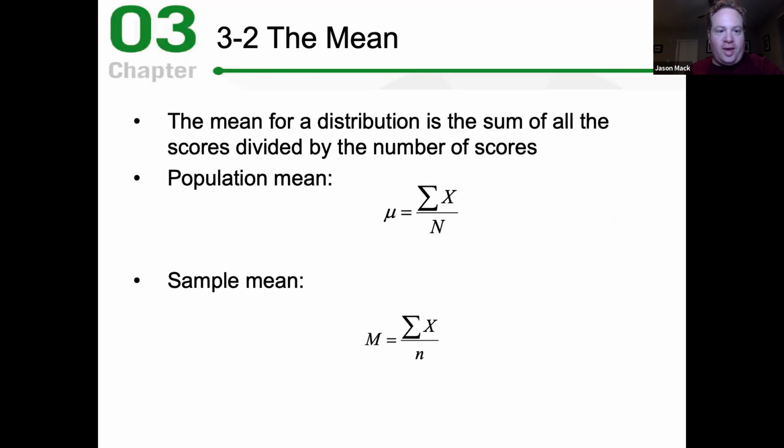So we have our population mean. This is our formula. Our mean is the sum of X, or the values, divided by the number of all the scores, or the N, or the population. The sample mean is the sum of all the values over n, or the sample amount. So really everything divided by the number of participants, people, your group, that sort of thing.